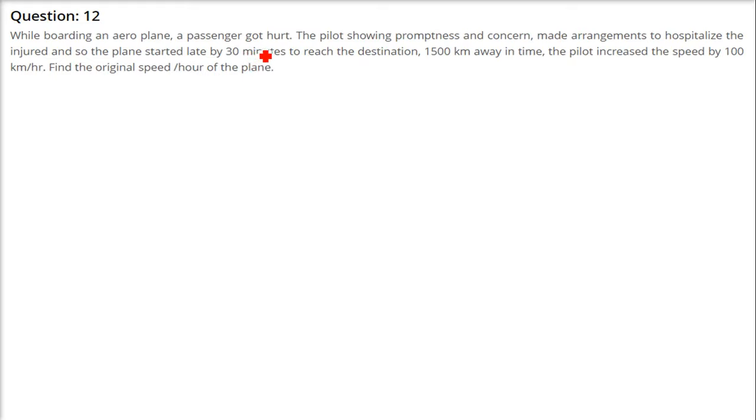So the same situation is there, but the only change is the language of the question. The things remain the same. If x is the usual, original speed, then x plus 100 is the increased speed. The distance remains the same for both cases. Here we take the speed as x, and here we take the increased speed.